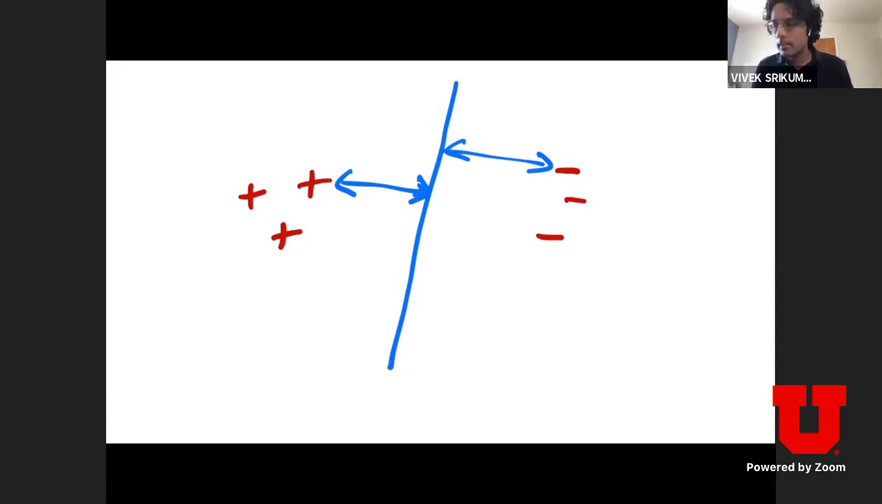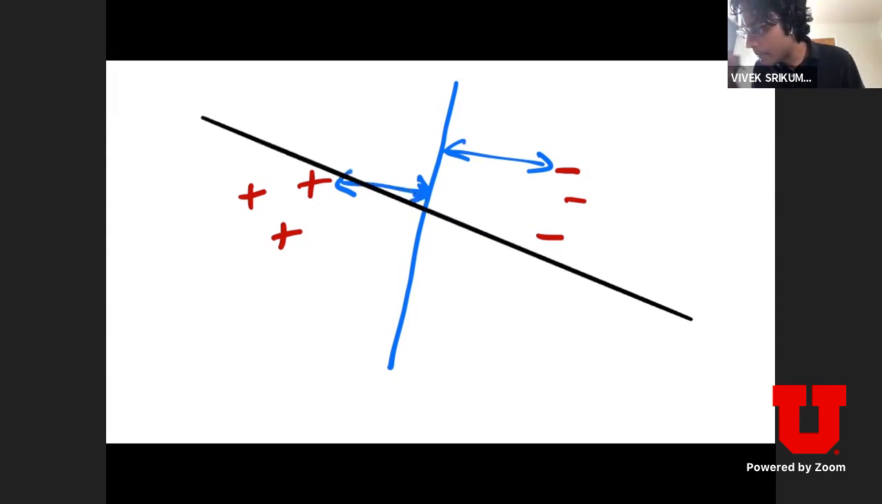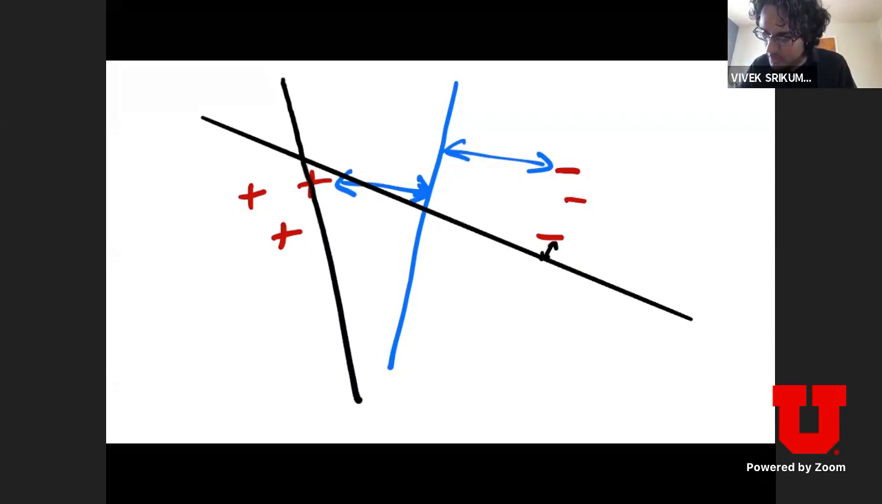Let's look at some other lines that have less margin. So here is a line that has a lower gap. It's really close to the positive and the negative examples. In fact, I can take this to an extreme. Here is another line that has even less. It goes through the data. This means that if there's a little bit of noise in that region, then the example will be incorrectly classified. The two black lines have lower margin than the blue line.